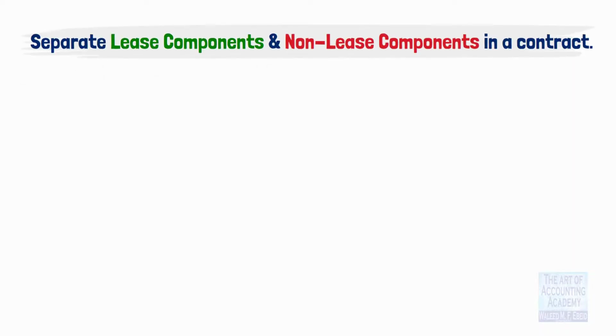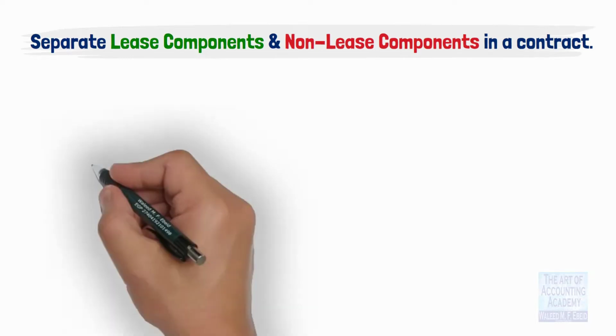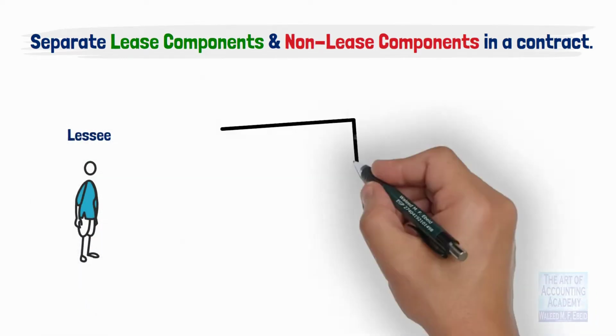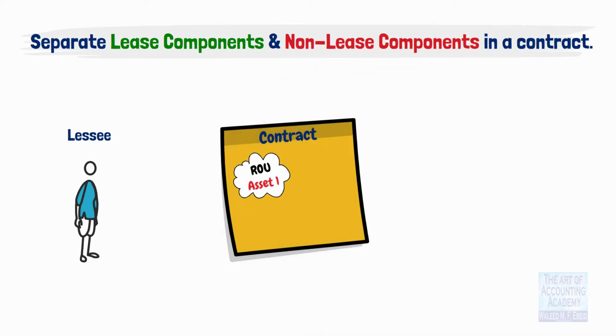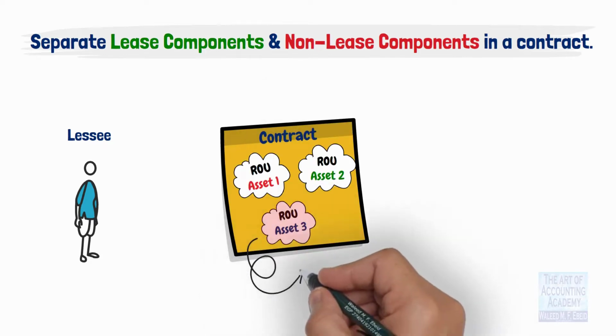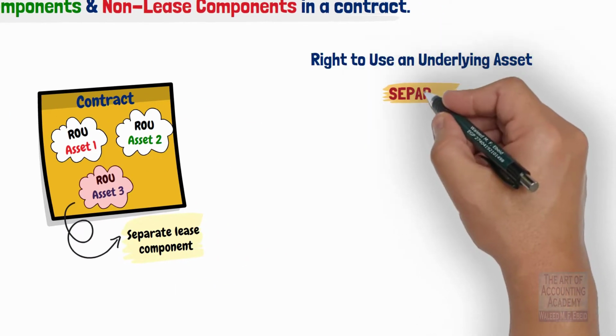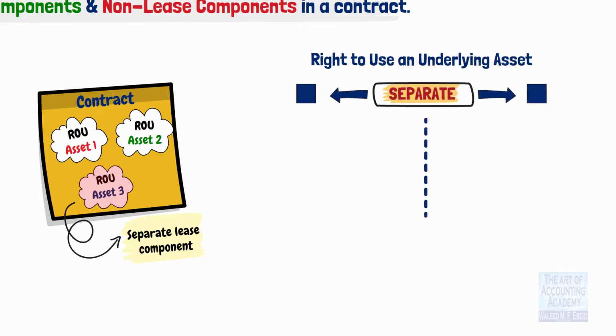Let us start by learning how to identify and separate lease components and non-lease components within a contract. From the perspective of the lessee, the right to use an underlying asset in a lease agreement is considered a separate lease component, if both of the following conditions are met.